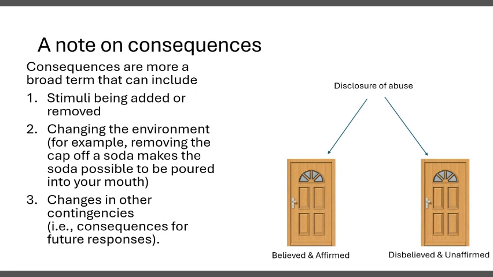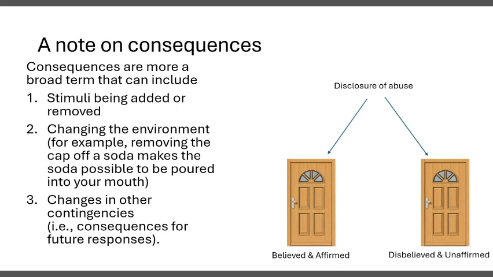So, if they are believed and affirmed for sharing that, that may strongly influence the behavior in the future, whether they are willing to disclose, talk about abuse additionally in the future. And in other cases, the consequences of being disbelieved and unaffirmed also powerfully influence the rate of whether that disclosure of abuse happens again in the future. Now, obviously, some of this is verbally mediated. There's probably some rule following. It's not just the direct consequences shaping that.